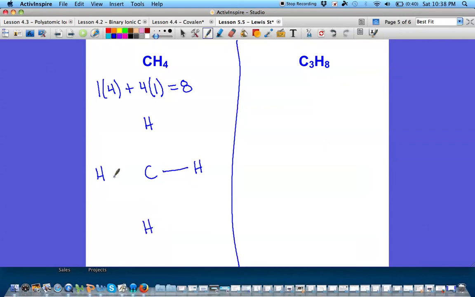We're going to single bond all of our atoms together. 2, 4, 6, 8. So we do not have any electrons. We have 0. We know that all of our hydrogens are going to be taken care of because they have 1 bond. So now carbon has 2, 4, 6, 8. It does not need any, so we are done with methane here.